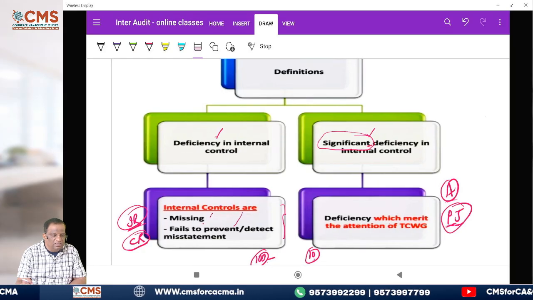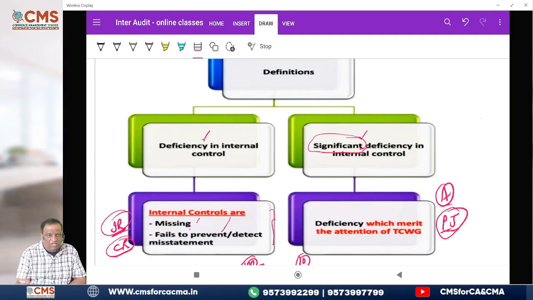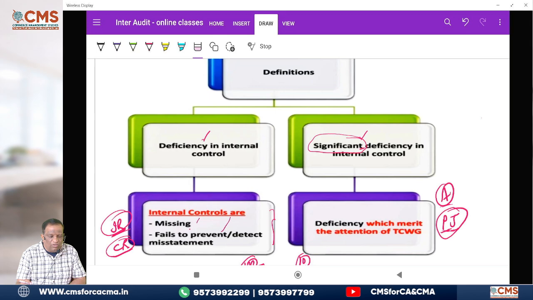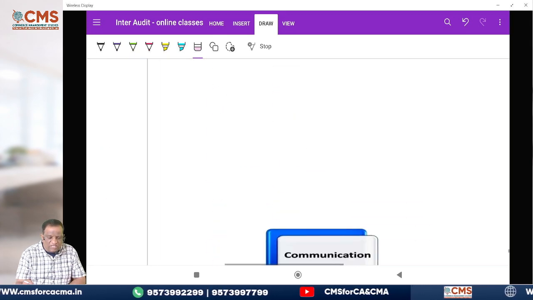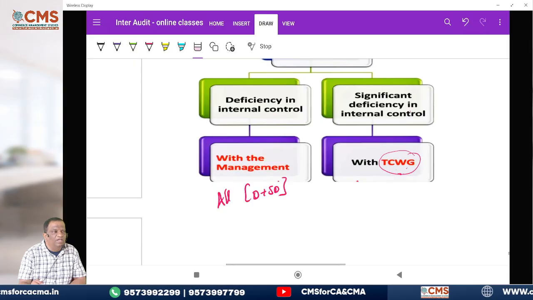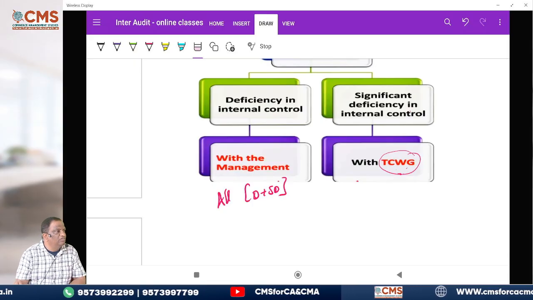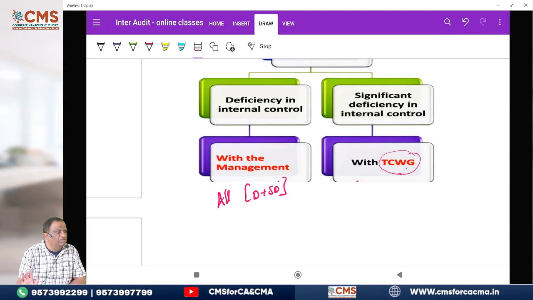Once you learn this, now you tell me, let me see whether you are familiar: which one will I communicate with whom? Because that is the core content in this. If it is a deficiency, I will communicate with the management. If it is a significant deficiency, I will communicate with those charged with governance. That's all. So these two tables will take care of the requirements.